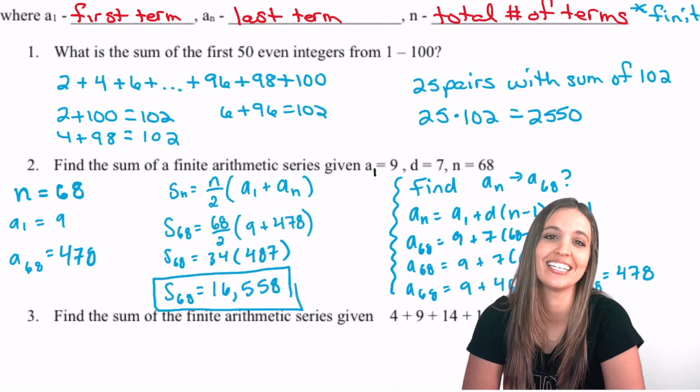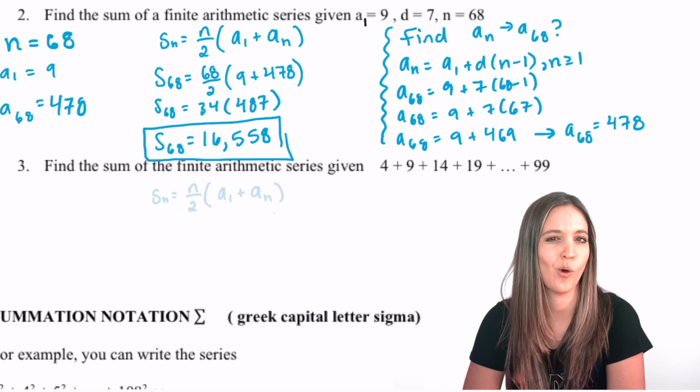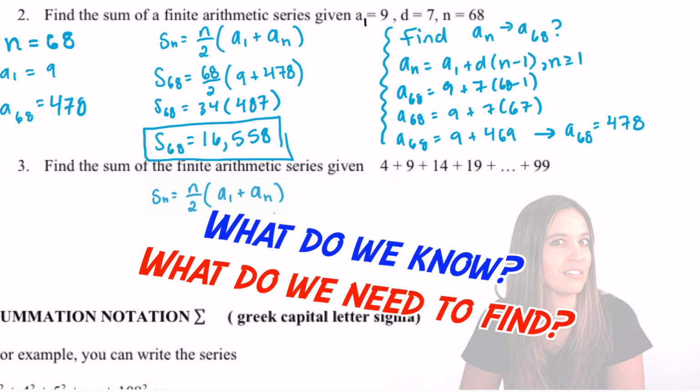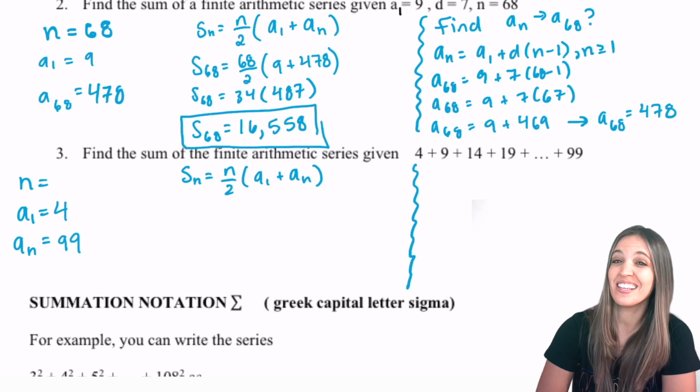S sub 68 is 16,558. Take a look at the next one. What do we know? What do we need to find? So what am I missing this time?